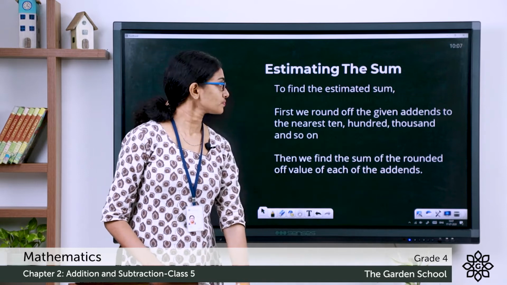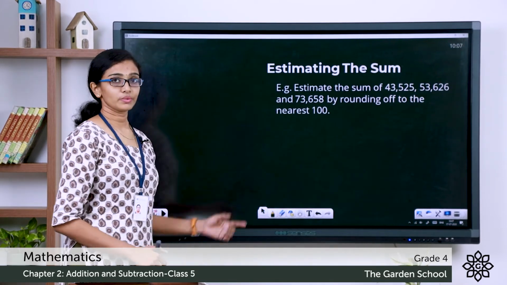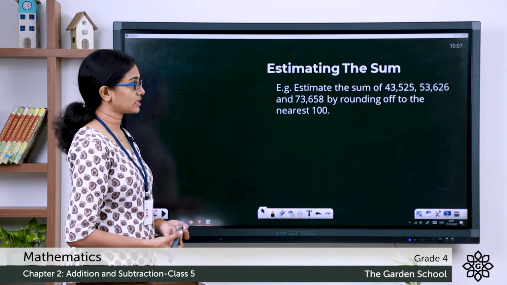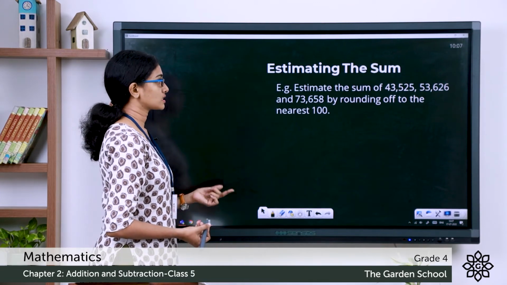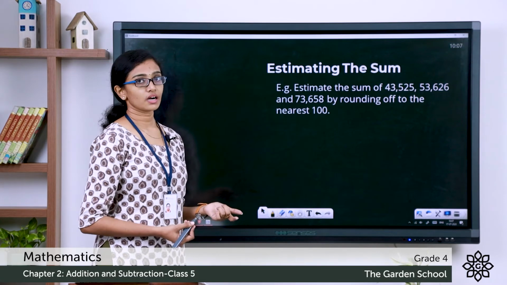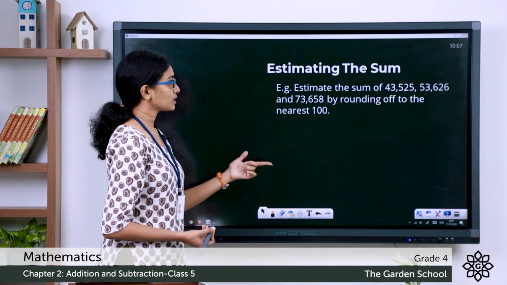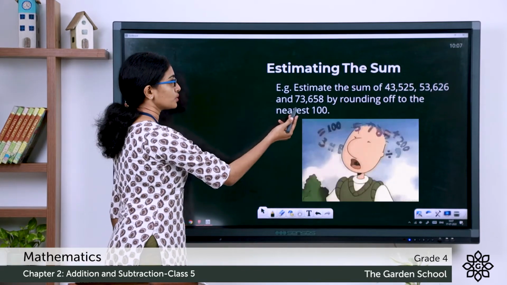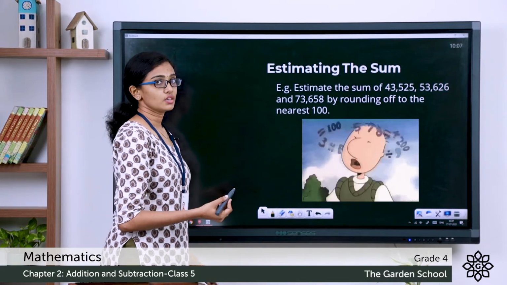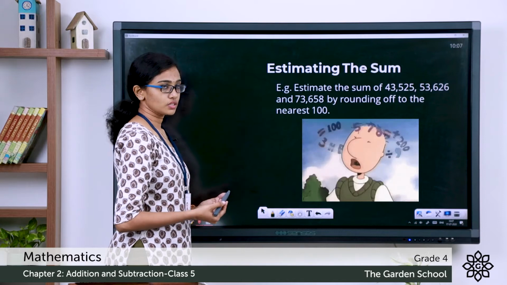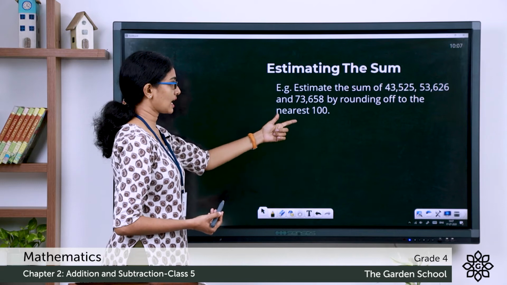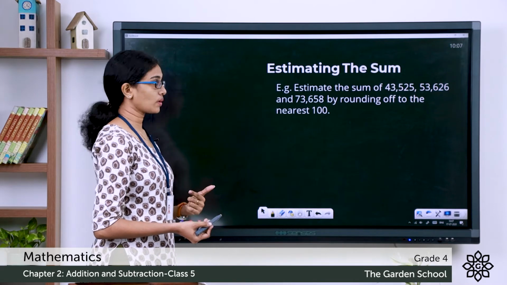So now we'll see one example. You are given one question here. Estimate the sum of 43,525, 53,626 and 73,658 by rounding off to the nearest 100. So we are asked to round off the addends to the nearest 100. For doing the estimation, first we have to round off each of these addends to the nearest 100 and then do the required addition.